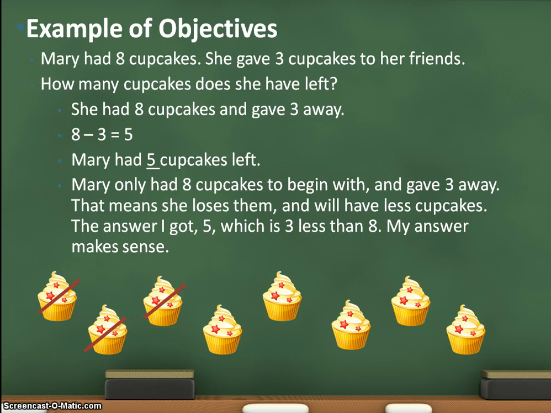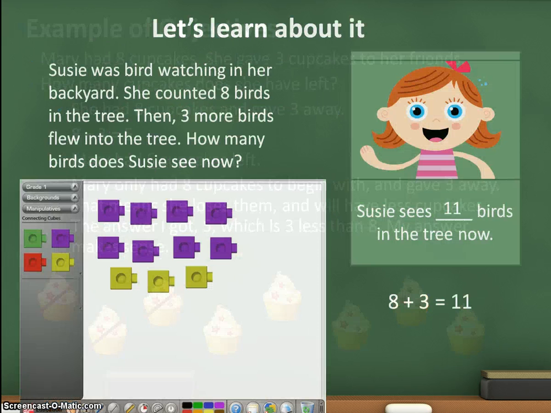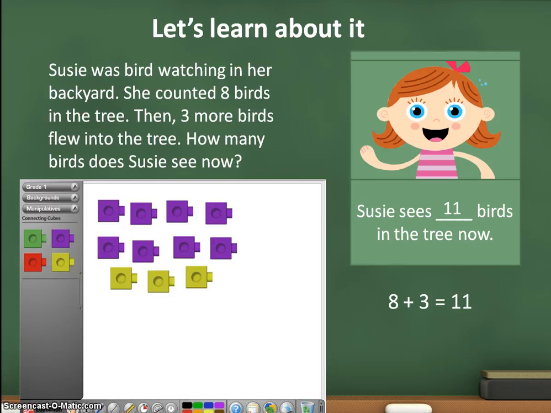Now that you have seen what the objectives look like, let's begin the lesson. We're going to go back through each problem we did in our previous modules and self-talk through it to check our work. In this problem, we know that Susie was bird watching in her backyard. She counted 8 birds first, then 3 more. We put a model of 8 blocks with 3 more blocks. Then we came up with the addition problem, 8 plus 3 equals 11.